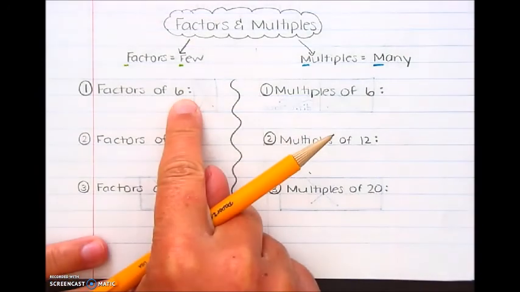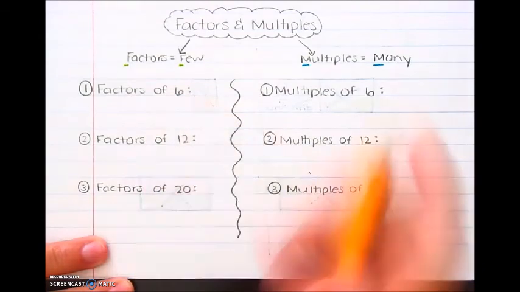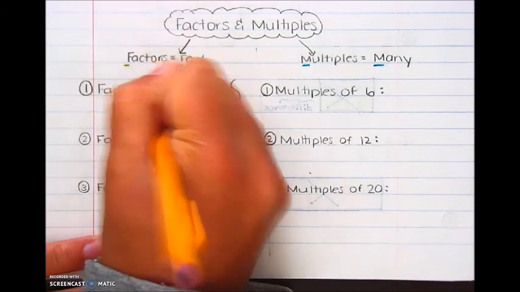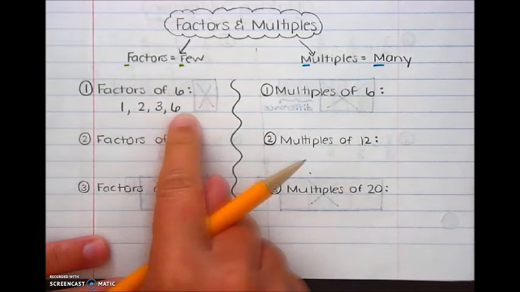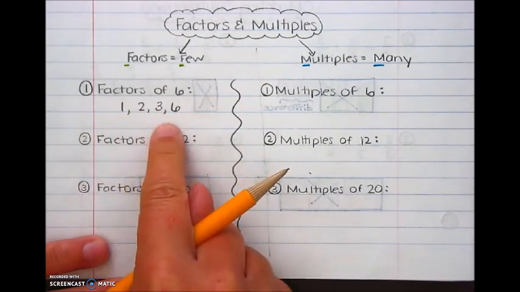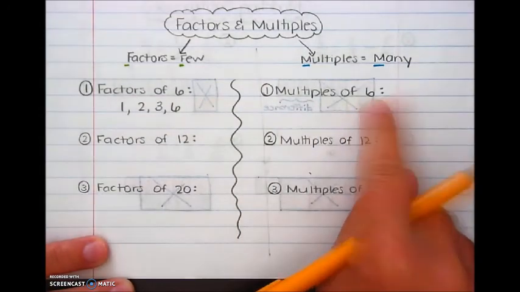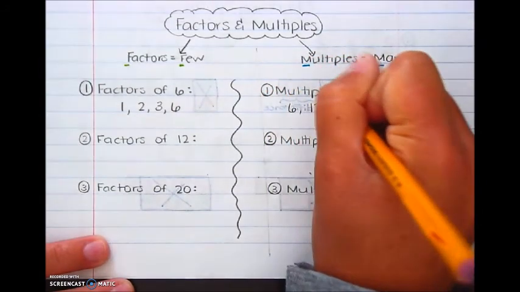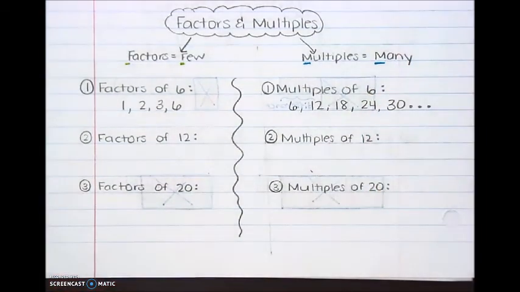So if we're talking about the factors of 6, those are the numbers it takes to make the number 6. That means I could multiply 1 times 6 or 2 times 3. There's a set number of factors which stops at 4 because those are the only combinations of digits we can multiply together to get the number 6. But for multiples, I can go on and on. So if I list just the first 5 multiples, that's 6, 12, 18, 24, 30. I can keep going on and on and on, listing multiples.